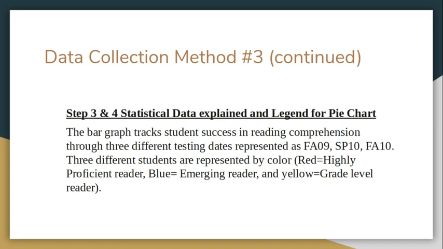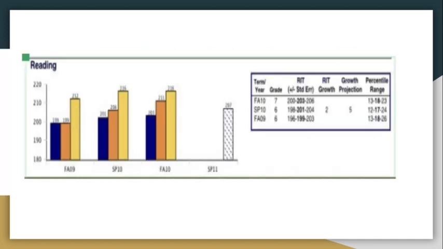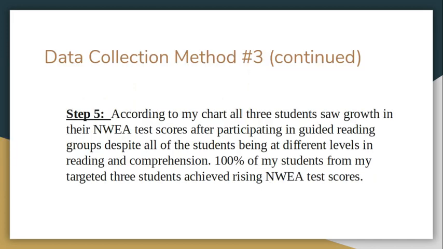So the bar graph tracks the students' success in reading comprehension for 3 different testing dates. Red is highly proficient, blue is emerging reader, and yellow is grade level reader. I will attach these slides so you can see that data as well, but I'll take 10 seconds for you to view it here. Nice.